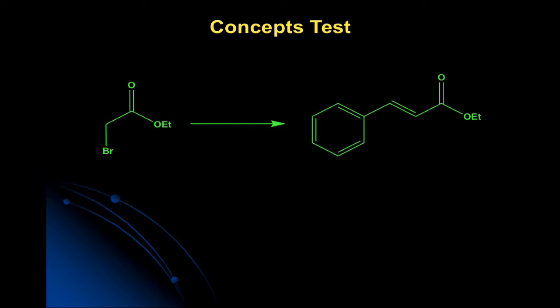So this is just one reacting partner. What's the other reacting partner that I need? How do I know what other reacting partner I need? If I look at the product, what else do I need? I need something with a benzene ring, and what else? A carbon chain?